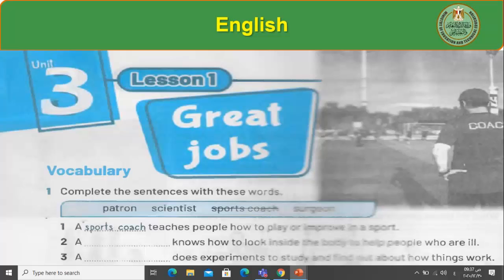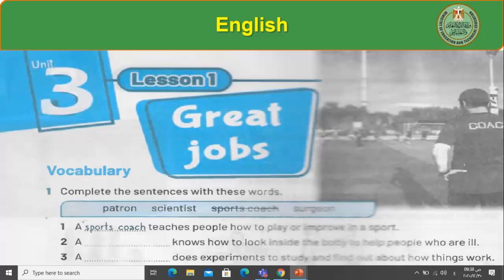Complete the sentences with these words. We have four words here. We have patron, رسمي, scientist, عالم, sports coach, مدرب. We have the surgeon, طبيب جراح. Number one is done for you.